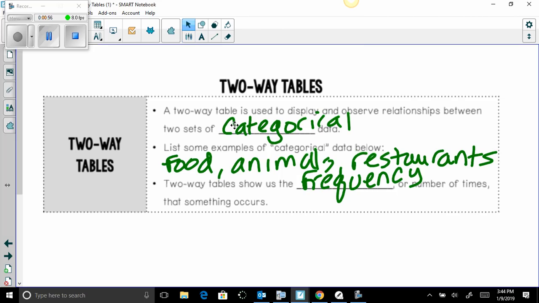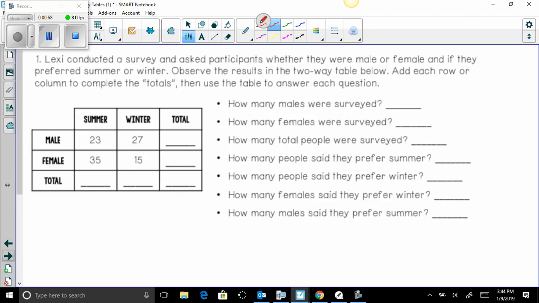So let's go ahead and look at the first example. Lexi conducted a survey and asked participants whether they were male or female and if they preferred summer or winter. Overall, the results are in the two-way table below. Add each row or column to complete the total, then use the table to answer each question.